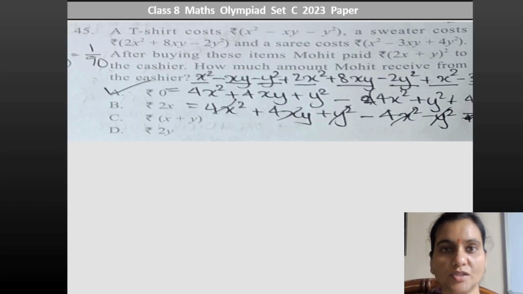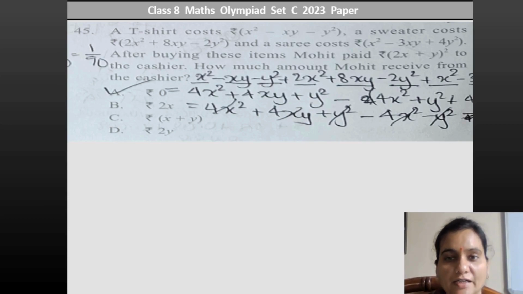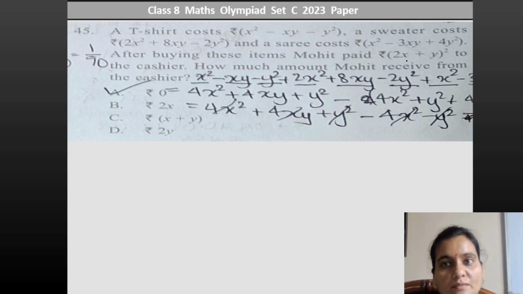Now let's do this question. Question number 45. A t-shirt costs rupees this much, a sweater costs this much, and a sari costs this much. After buying these items, Mohit paid this much amount to the cashier. How much amount did Mohit receive from the cashier? Let's see. Let's first calculate how much is the cost of the t-shirt plus sweater plus sari.